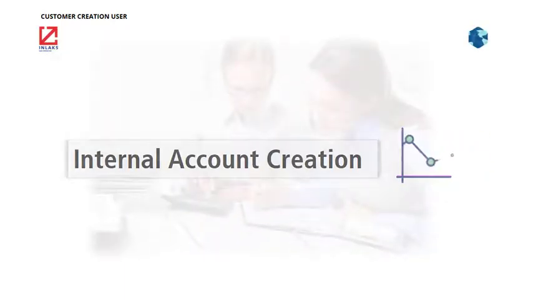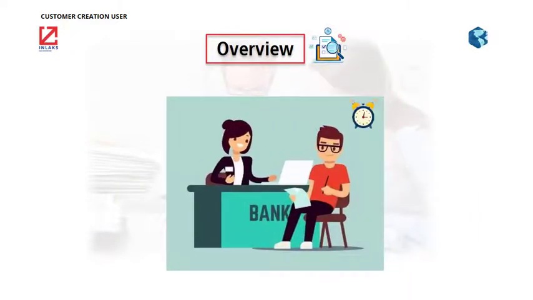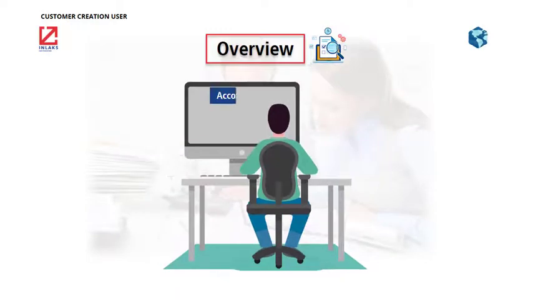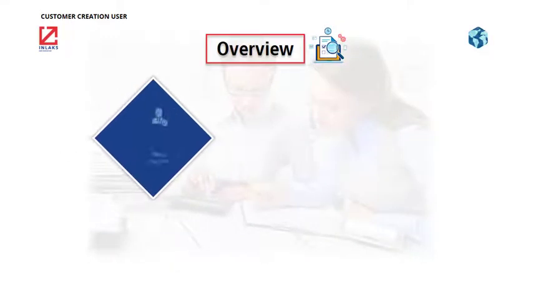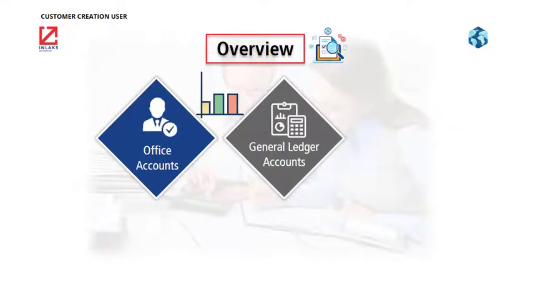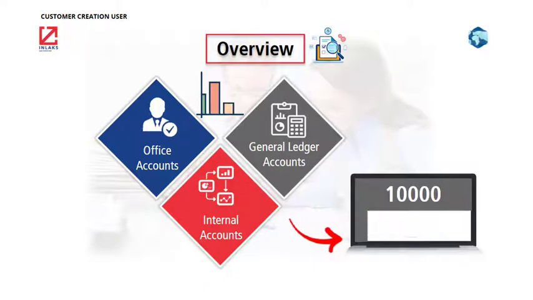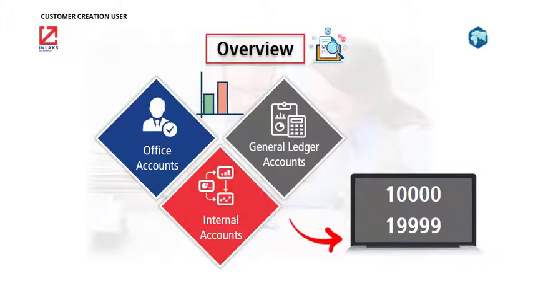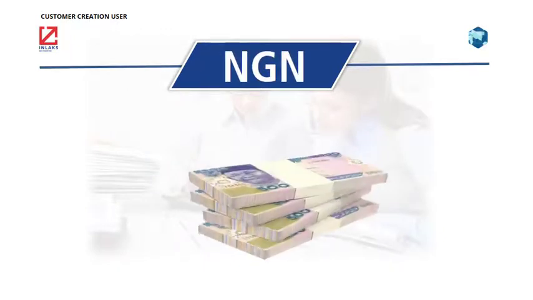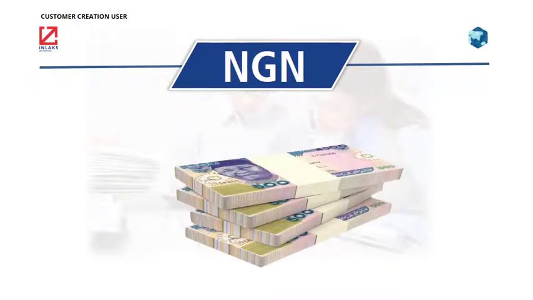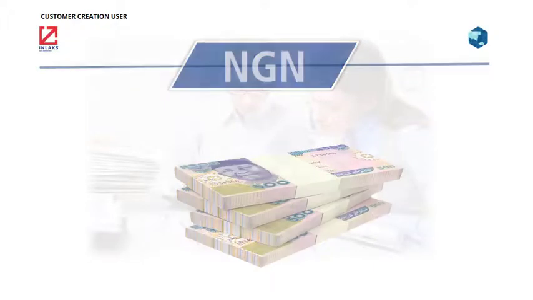Internal account creation. Overview. There is no customer-based record related to internal accounts. Details such as account title need to be specified when this account is being created. All office accounts and general ledger accounts are classified as internal accounts. The category codes for internal account start with 10,000 to 19,999. Note that the NGN is the currency code for Nigerian Naira, and it's always in uppercase.